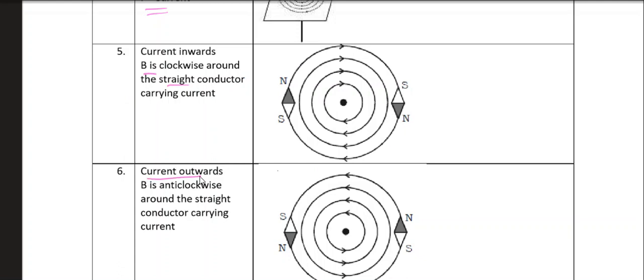Now the current is outward. When a current is going inside, the direction of the magnetic field is in the clockwise direction, whereas when the current is flowing outward, coming out, then it will be in the anti-clockwise direction. So are you able to visualize this? Right.